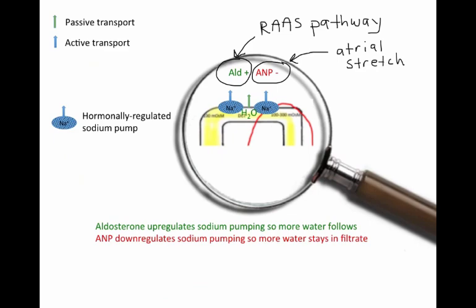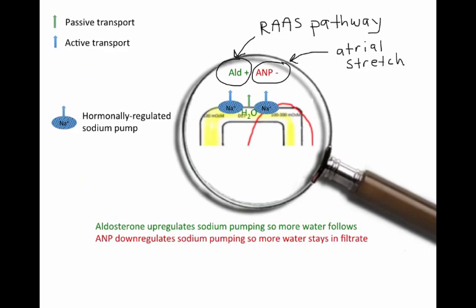At the same time, if ANP is high in the blood, then the sodium will stay in the distal tubule and water will stay with the sodium. And of course, the membrane will be less permeable to water as well. So aldosterone upregulates the removal of sodium from the filtrate. Water follows, so we absorb both water and sodium.